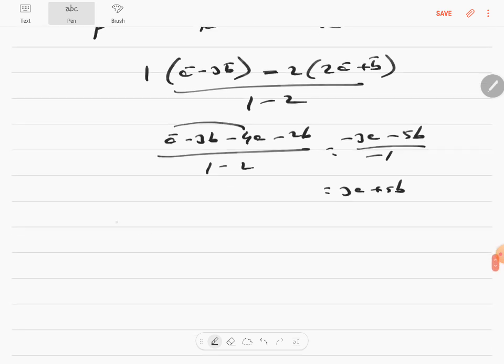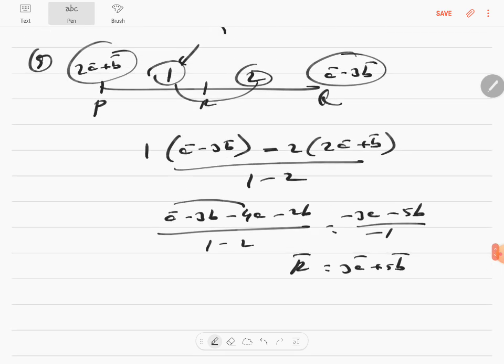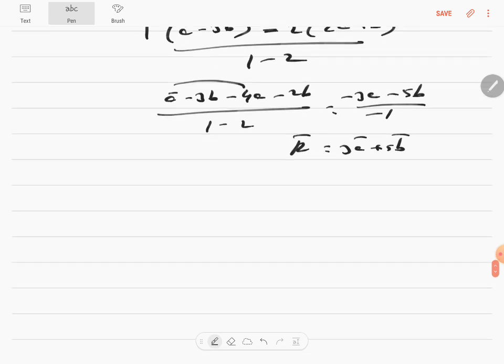We found the R vector. This is R vector, 3a plus 5b. But the next thing, they're asking you to prove that P is the midpoint of RQ, which means R is here, P is here, Q is here.